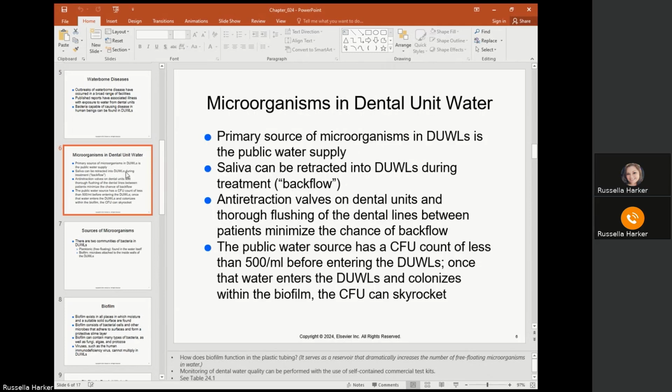So because the primary source of those microorganisms in the dental unit water lines is the public water supply, we have to make sure that we are, again, cleaning those lines appropriately.